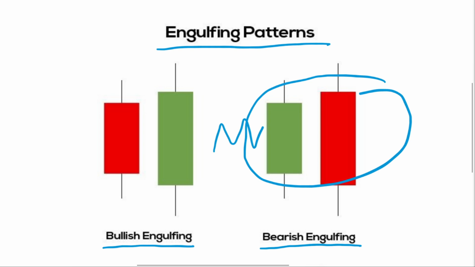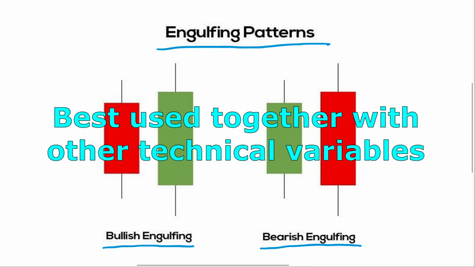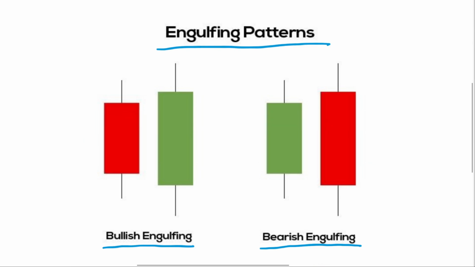So in pretty much all cases, you can ignore engulfing patterns that come in sideways or ranging price action. One last thing worth mentioning here is that the engulfing pattern is always better to use together with other technical variables. For example, you can use the engulfing pattern together with support and resistance. We will show an example of that very soon, but you can also use it with other technical variables.